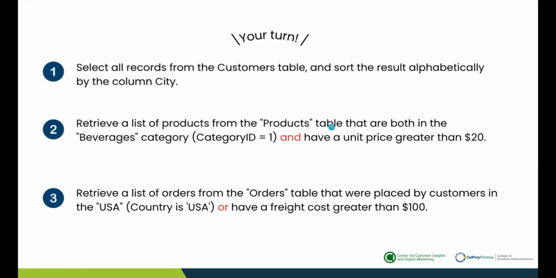So from products. And what is the condition? That are both in the beverage category, which means in the category column, the ID will be 1. If it's 1, it means it's beverage, right? And have a unit price greater than 20. So you just do unit price and then the greater operator and 20. And then the third thing is the same from number 2. I give you guys 3 minutes to practice, and if you have any question, you can just turn on your mic and talk to me.